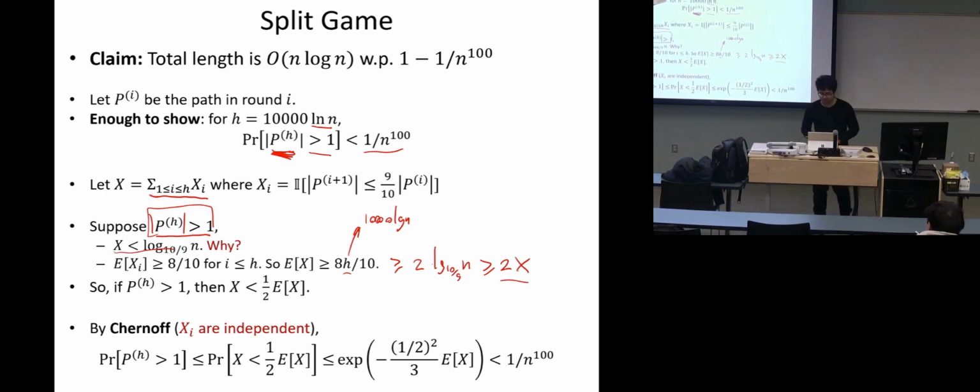Okay. Good. Question about calculation? Sorry, so the first inequality, why is it 2 times log n? I mean, this is just way bigger than this thing. I just choose 2 so that this is 2 here.